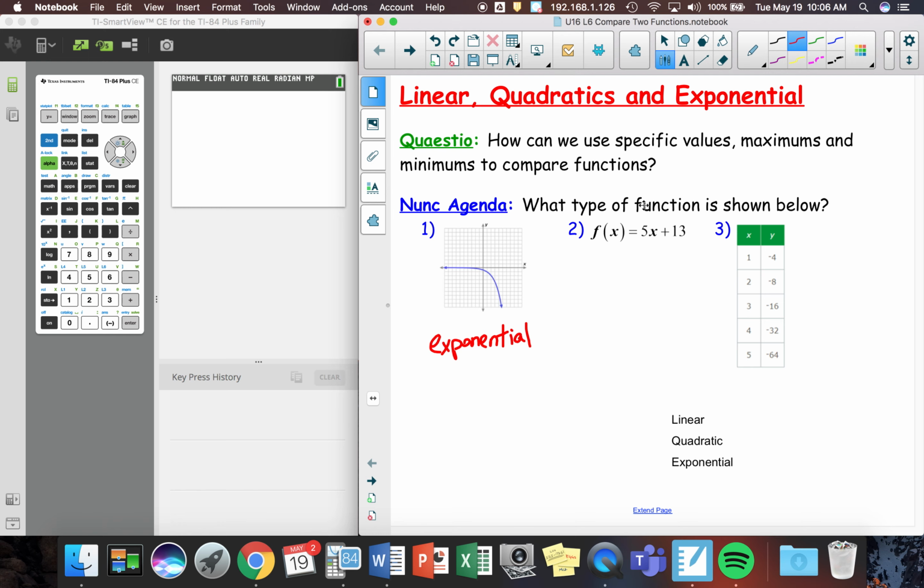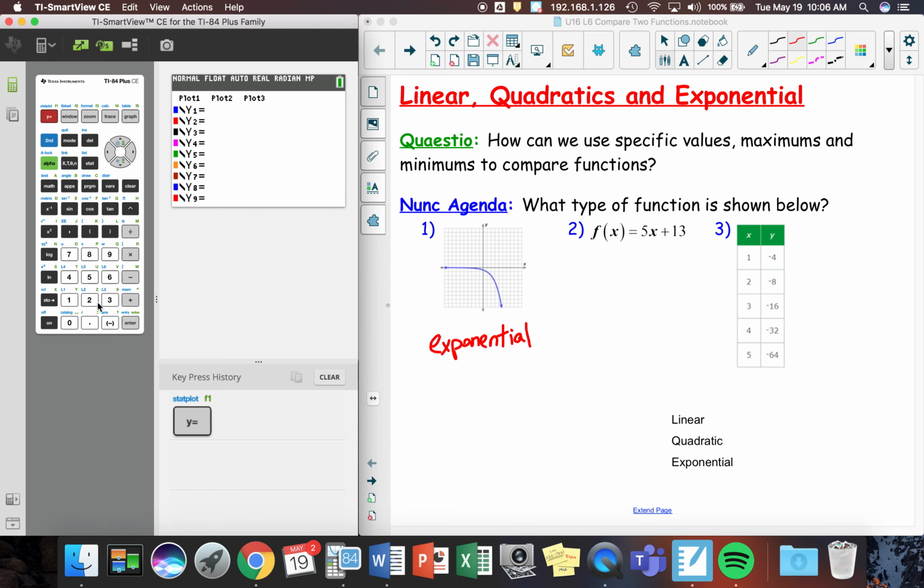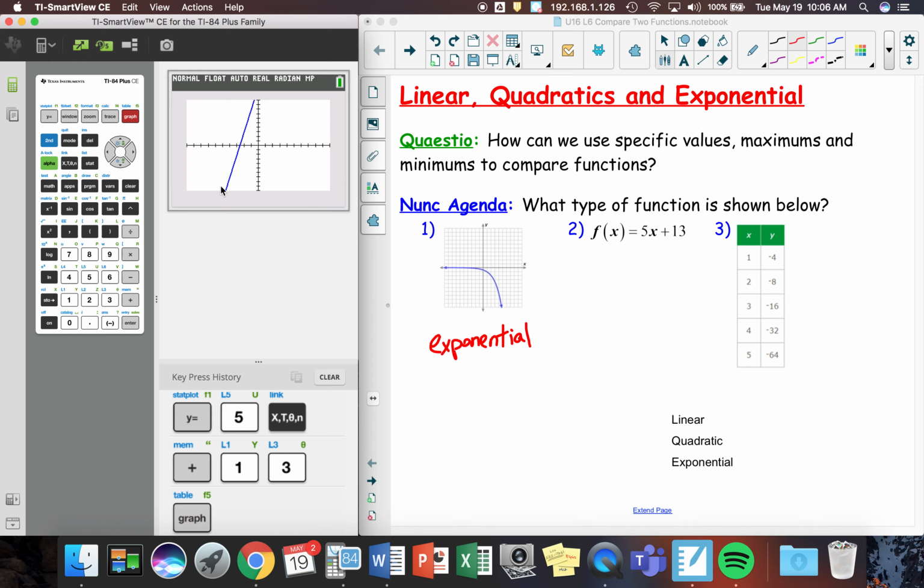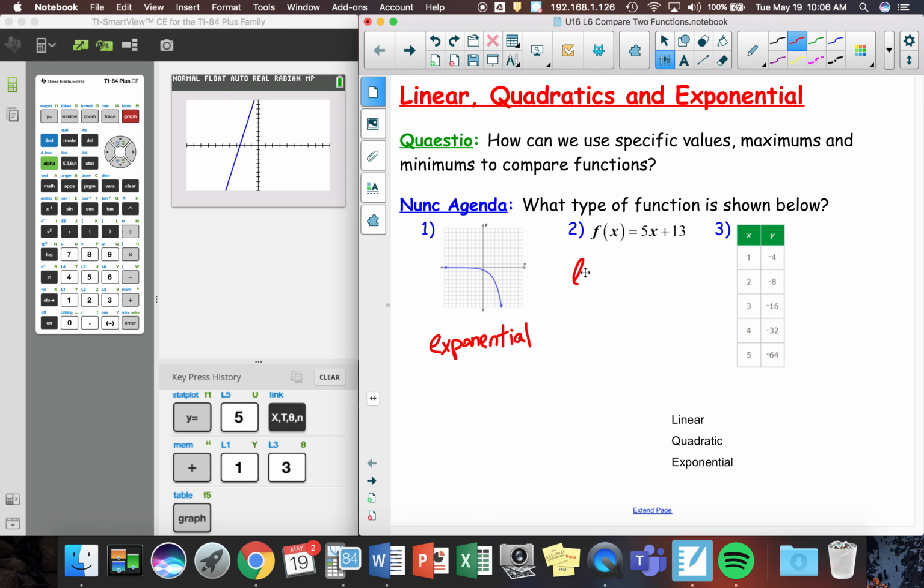Alright. For number 2, we have 5x plus 13. Now we can look at the graph by typing it into our calculator. Let's do that right now. So we have 5x plus 13. Press graph, and as you can see, there's a line. This one is definitely linear. But we didn't have to type into the calculator.